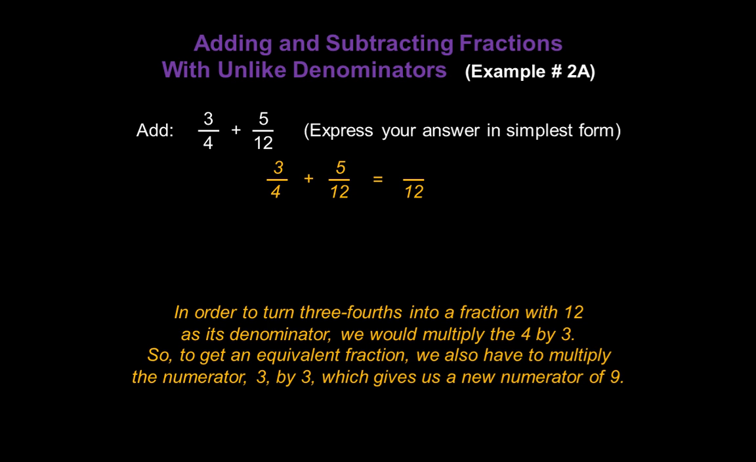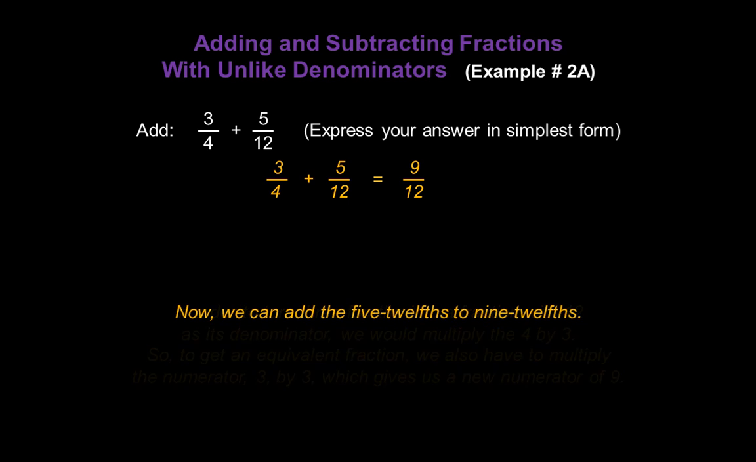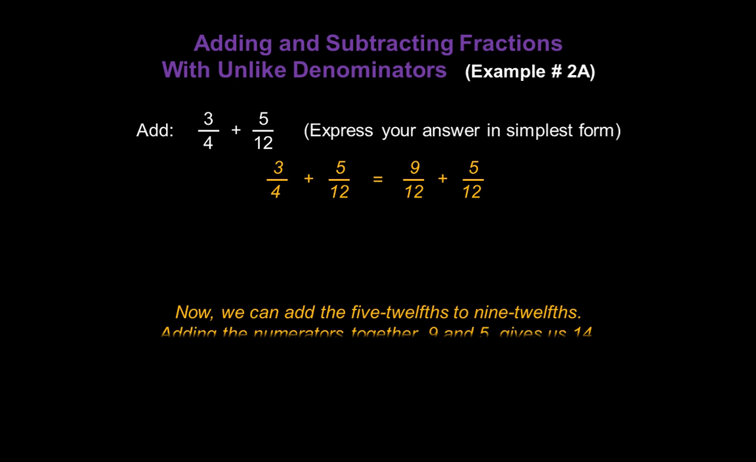And to get an equivalent fraction, we also have to multiply the numerator 3 by 3, which gives us a new numerator of 9. So 3/4 and 9/12 are exactly the same fraction. Now we can add the 5/12 to the 9/12. Since we have a common denominator, we can go ahead and add 9 and 5 together. That gives us 14 in the numerator. And of course our common denominator is 12.